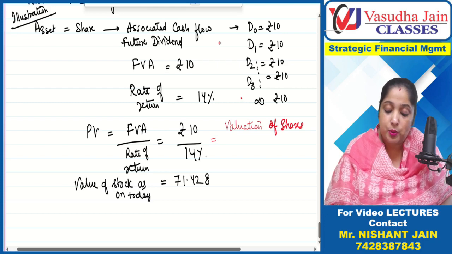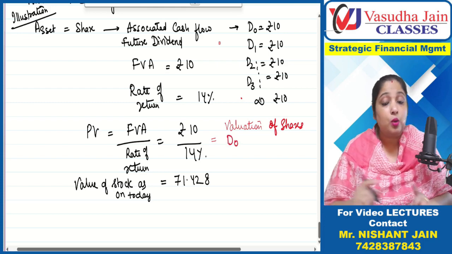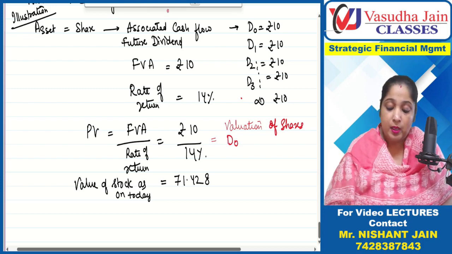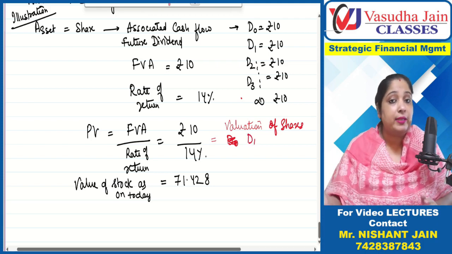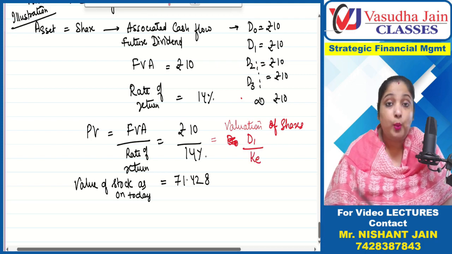What is 10 rupees? This was your dividend. You can write D0 also, D1 also, because this is a zero growth model. Better is D1 you should write, even though they have written D0 in the formula, because this is the future benefit that you are going to get. D1 divided by cost of equity.